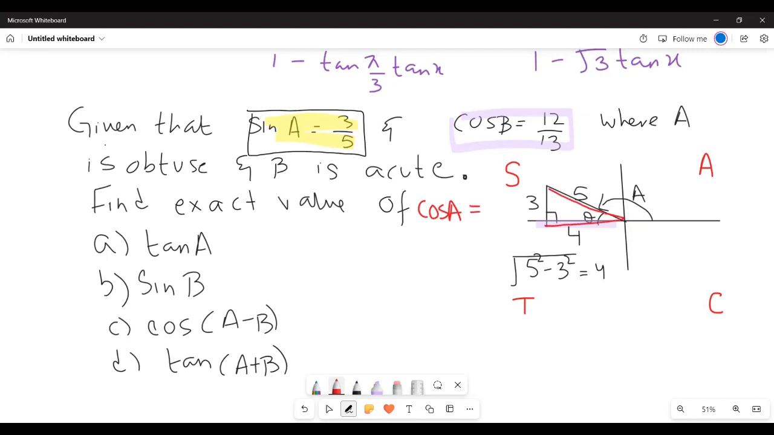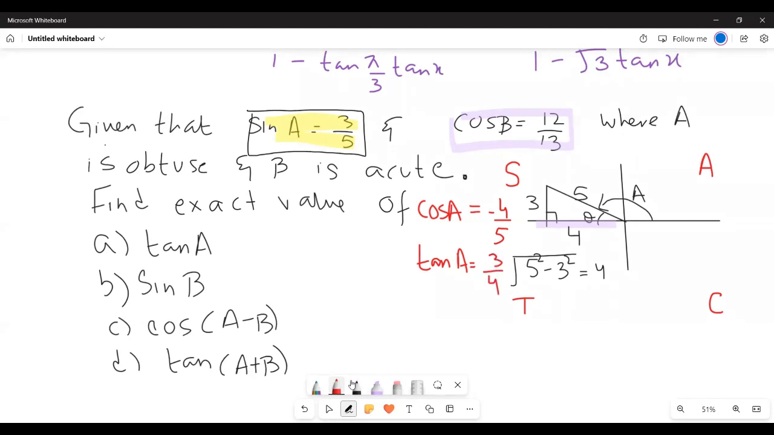Cos is adjacent over hypotenuse. So that would be 4 over 5. However, we know that in the second quadrant, cos is negative. So this has to be negative 4 over 5. Similarly, tan A will be perpendicular over base, or opposite over adjacent side. So that's going to be 3 over 4.